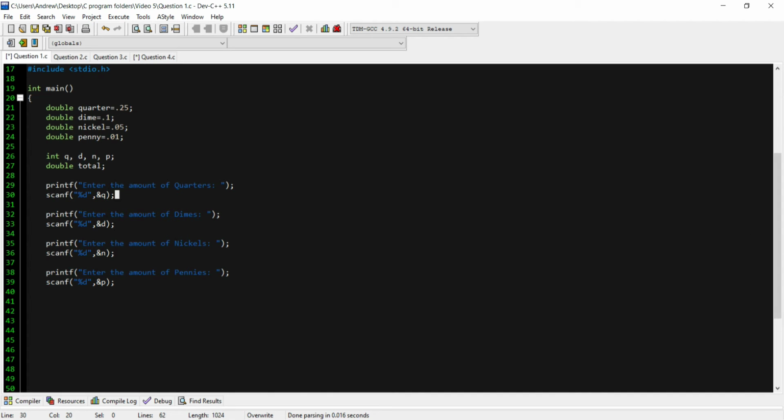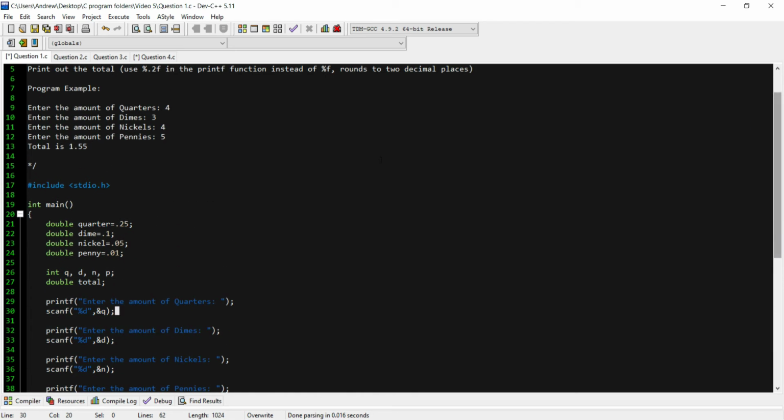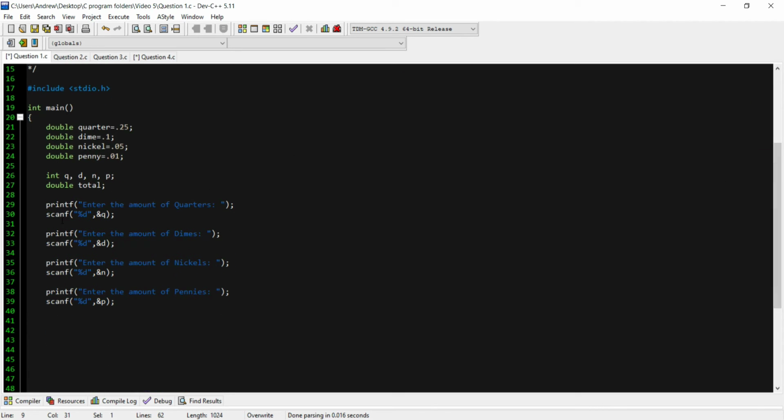So in this sample program, the printf function is asking this question right here, and the scanf function will be taking inputs, and it would be storing this 4 if the user inputs it. It can be any amount the user inputs. And that's what's happening throughout all 4. These are all the same concepts.